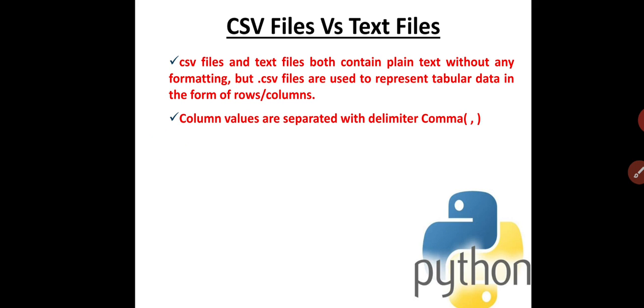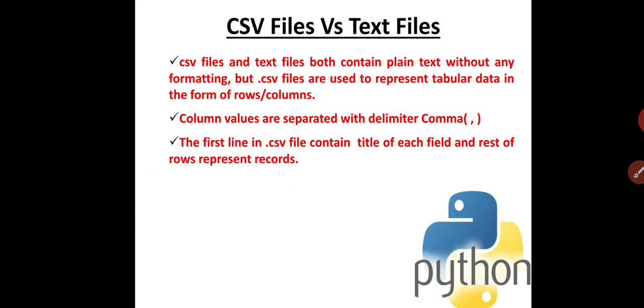Column values are separated with a delimiter, the comma. So in the CSV file, the columns are separated with commas. That's why they are named comma separated values. The first line in every CSV file is the header row. Header row means the title row, which contains the title of each column. And the remaining lines after the first row represent different data, different records we can say. So rows are records except the first row. The first row is the title row.